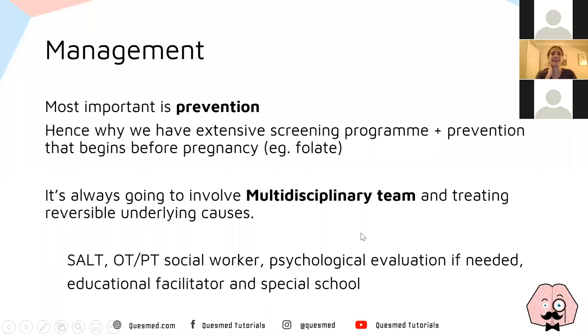Repeating myself, but when it comes to managing developmental delay, the most important is prevention. And that's why we do lots of screening. We screen mothers for infectious diseases and anemia, and you give them supplements to make things a little bit better when the child is born. And we'd always look at development as a multidisciplinary team approach, which people love in exams and in real life. You'll be looking at all of the causes. And once a child does have a delay caused by something irreversible, then you will need all those members of the team to support the child to grow to their best potential.